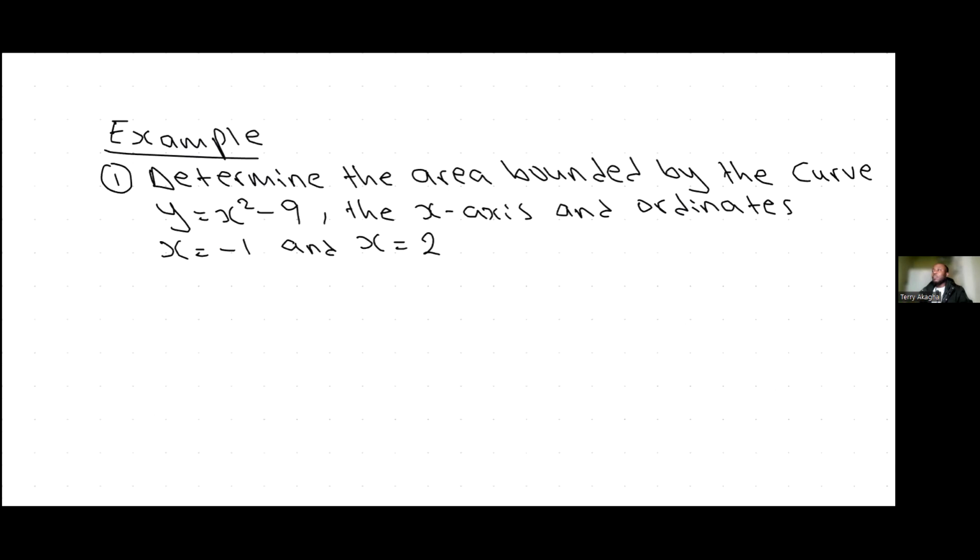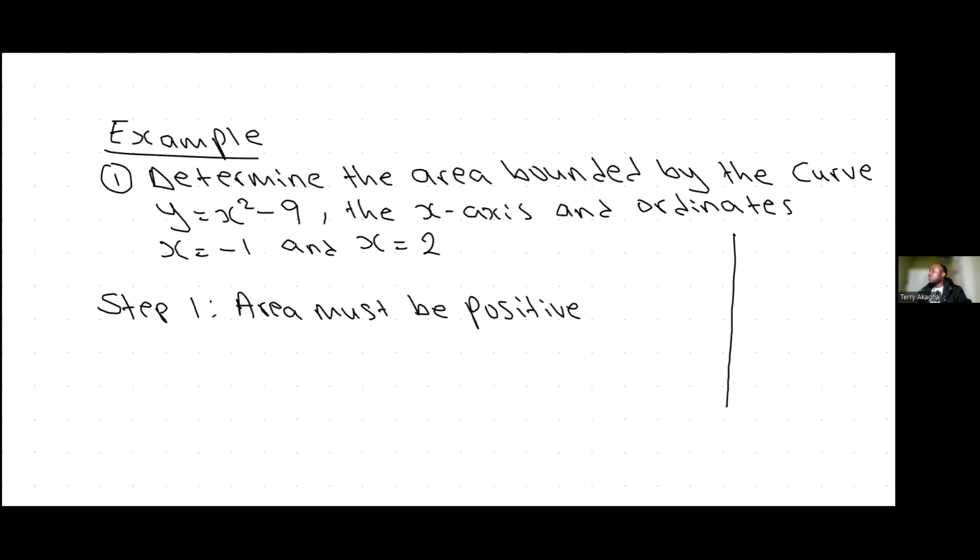So let's start. Step 1: we know that the area must be positive. Let's not forget that. Area must be positive. And if you sketch this graph, x squared minus 9, the graph is going to look like this.